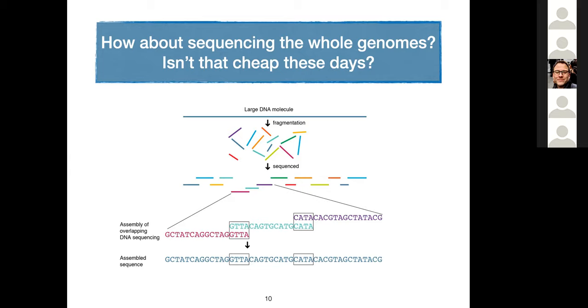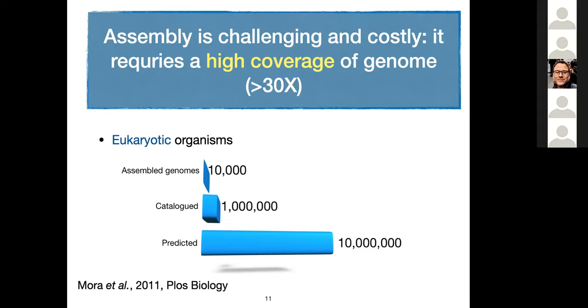Can we sequence the entire genome, not of bacteria or viruses, but of a eukaryote species, to identify its origin? Everyone tells you about how sequencing cost is going down. That's true, but assembling these genomes, even draft genomes, is not super easy, right? These data, of course, are a little bit outdated at this point, but the number of assembled genomes compared to the number of known species and predicted species is very low.